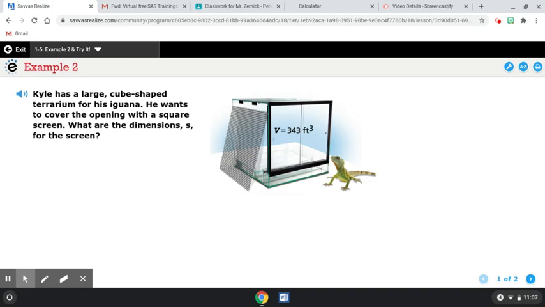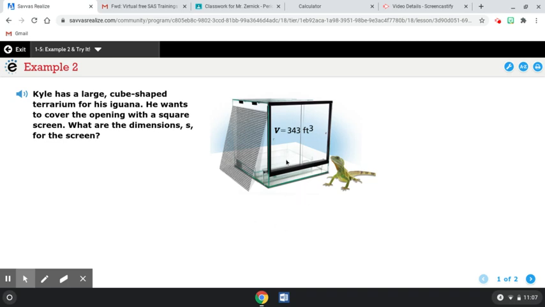So when we measure this, we are actually measuring it with cubes. We're not measuring it with squares anymore. We're measuring it with cubes. So the example says Kyle has a large cube-shaped terrarium for his iguana. He wants to cover the opening with a square screen. What are the dimensions S for the screen?